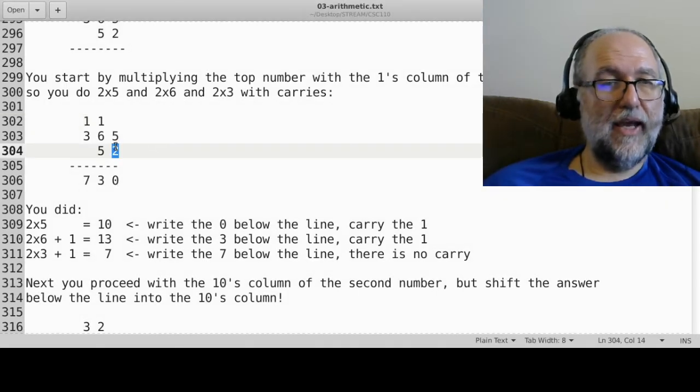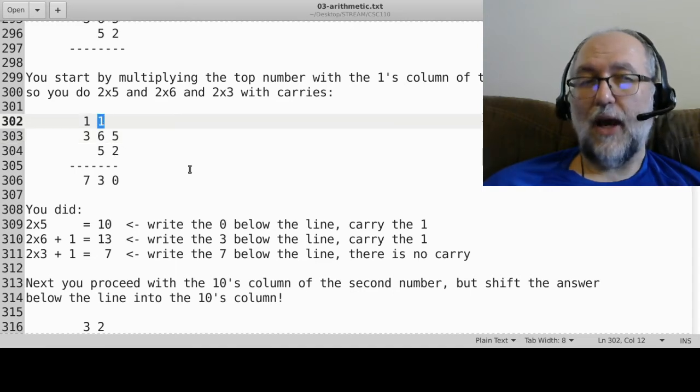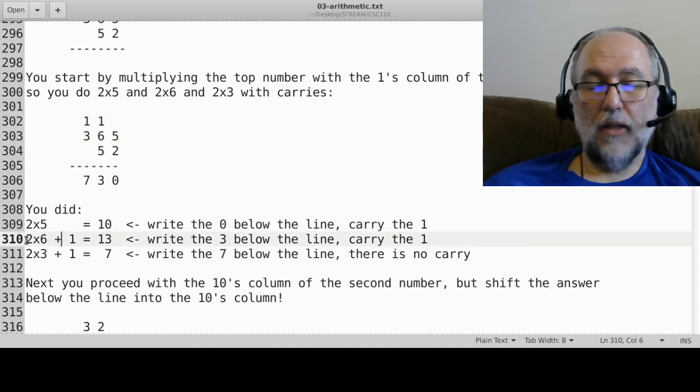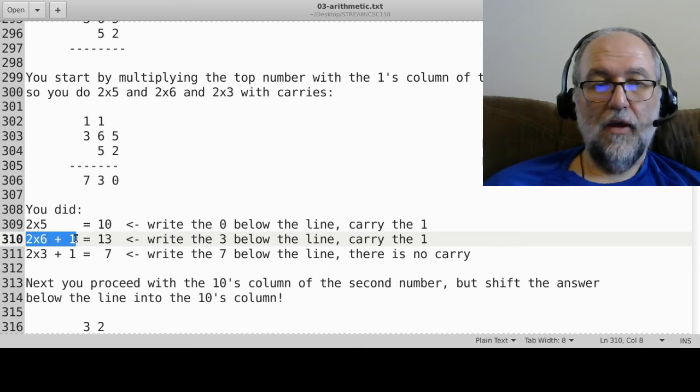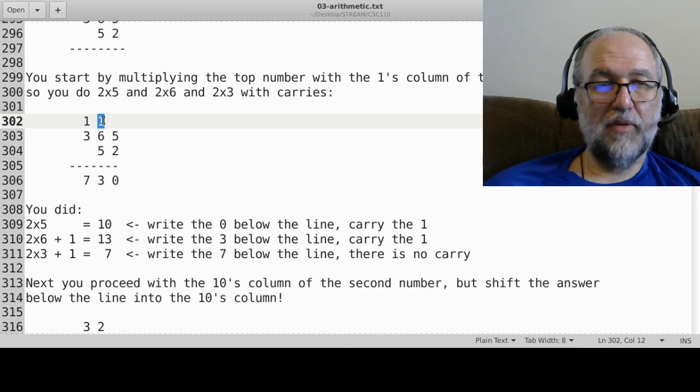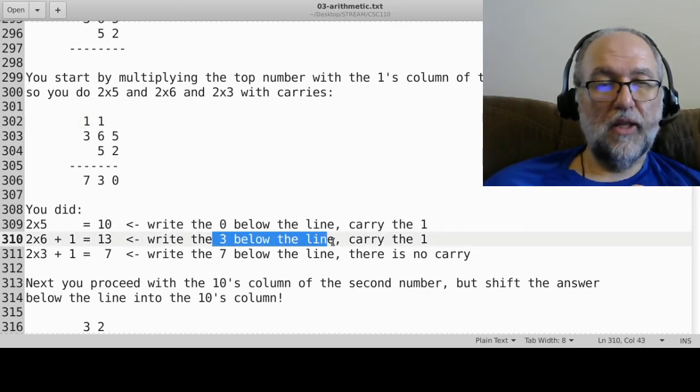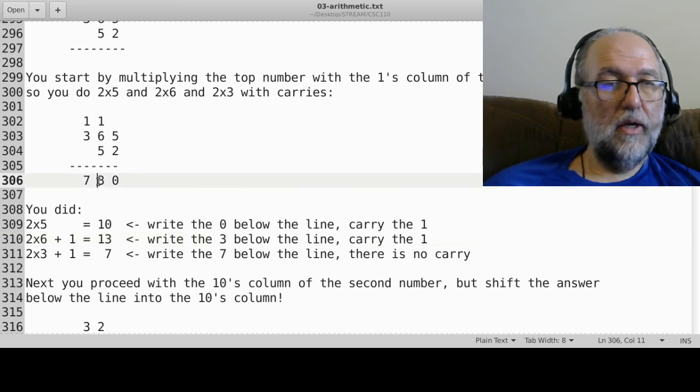Now what do you do? Then you do 2 times 6, and 2 times 6 is 12, and then you add in that 1. In other words, in the next column, in the tens column, you do 2 times 6 plus 1, which is 13. So 2 times 6 is 12, plus the 1 that you carried is 13. And what do you do with that 13? You write the 3 below the line, and you carry the 1.